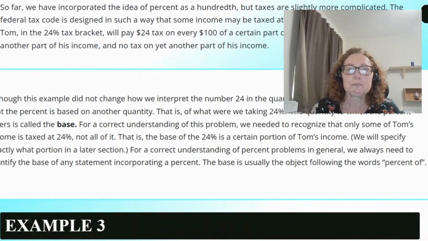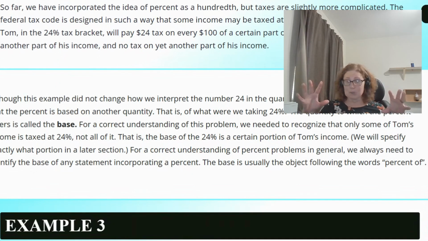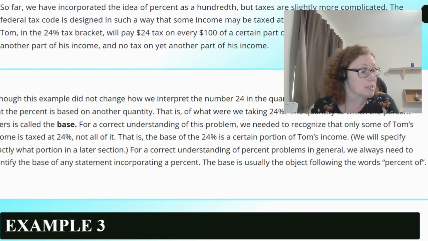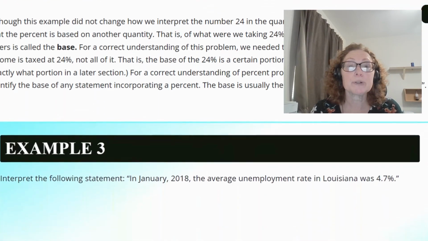Okay. So basically looking at what the 24% is a part of. As far as the salary, is it his gross salary? Excuse me, is it his net? Is it a portion? So the quantity to which it refers is the base. Okay, the base is usually the object following the words percent of. Okay, now let me look at my notes, make sure that I'm going through.